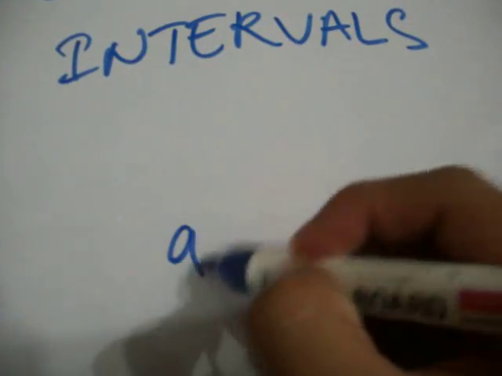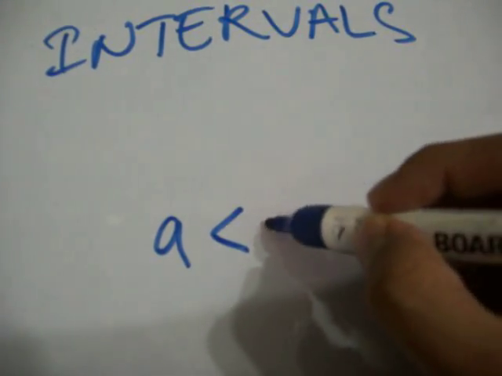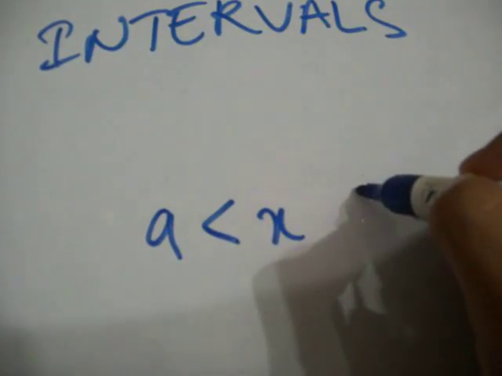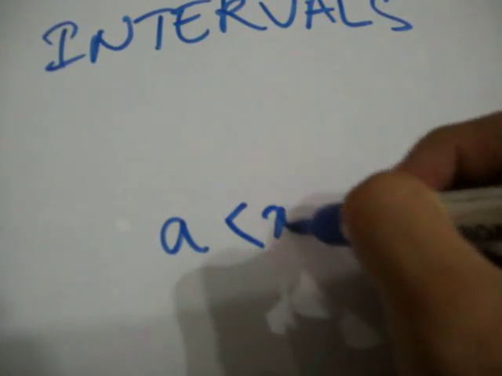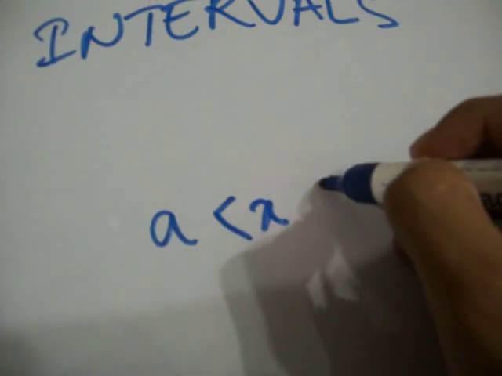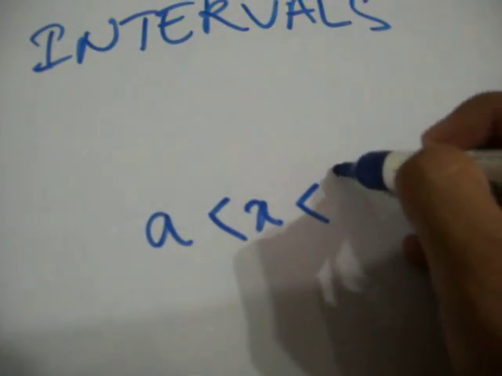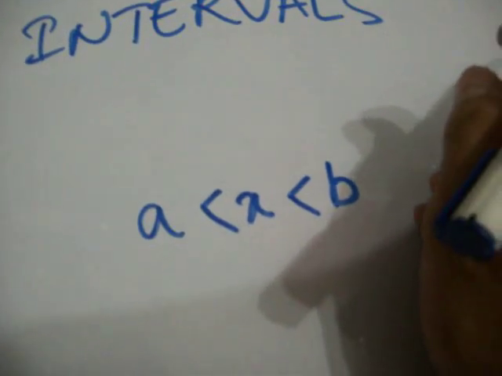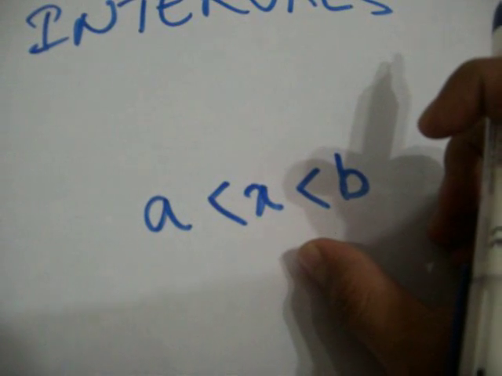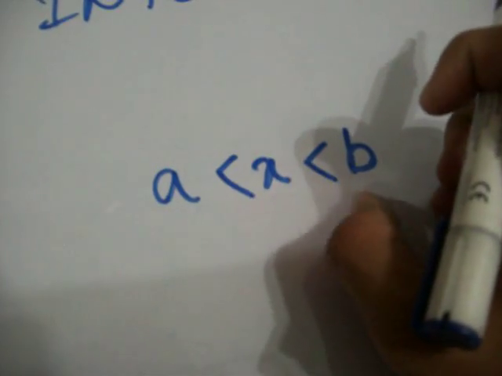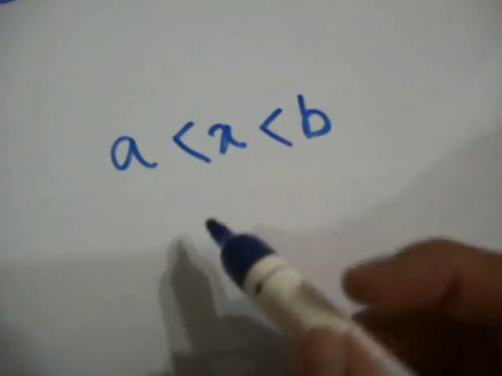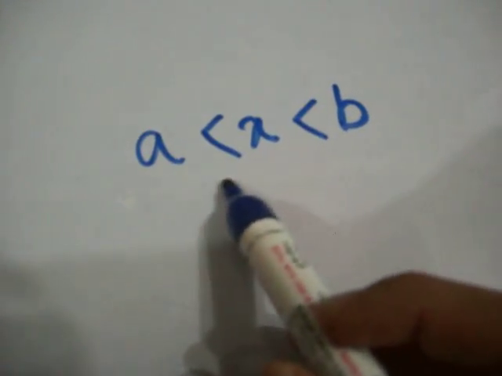So let's begin. There is a which is less than x, and x which is less than b. It is actually said as x greater than a and less than b. It is an inequality. These two are signs of inequality.